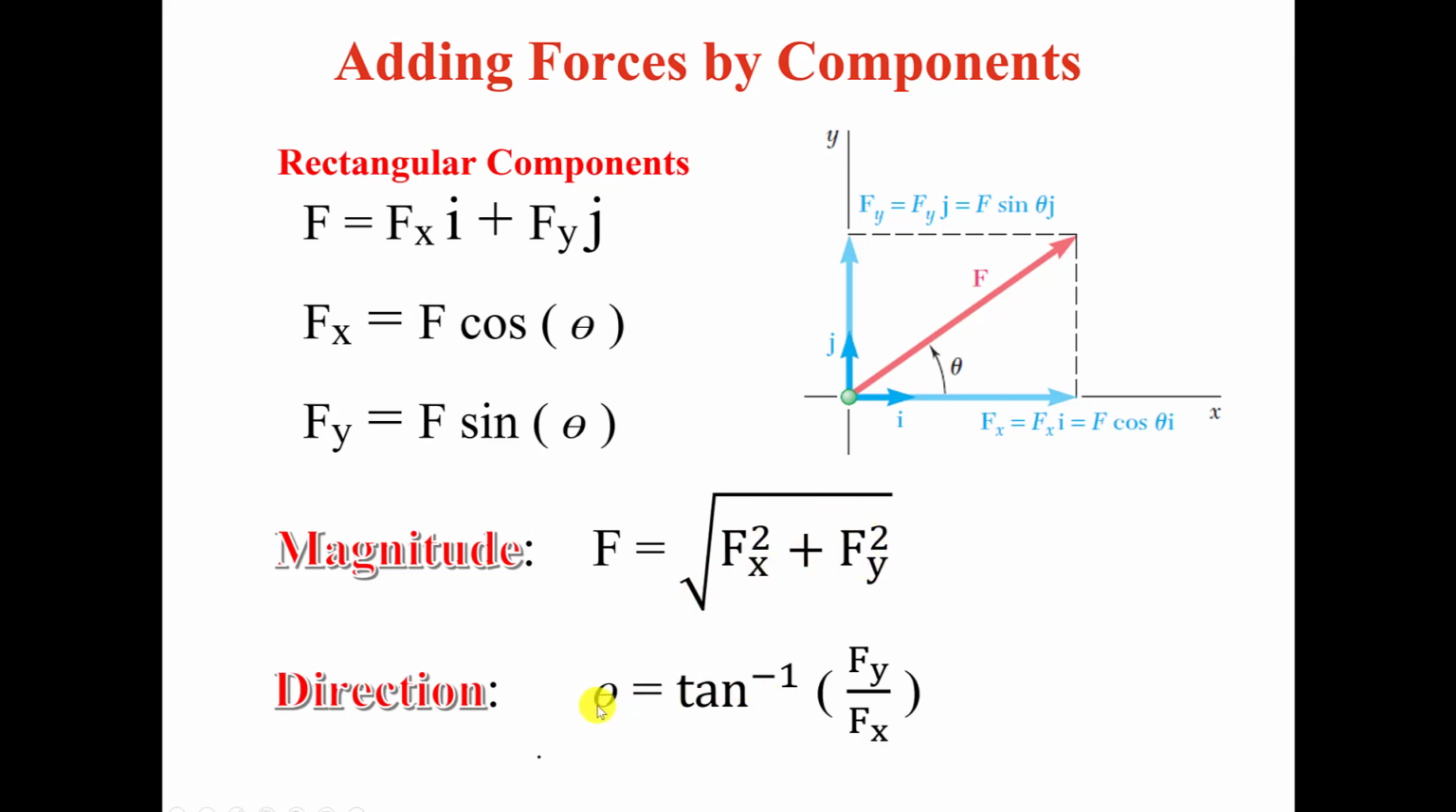And the direction angle theta with the horizontal axis, the x-axis, is always equal to what? Tan minus 1 of Fy divided by Fx. No matter whether Fy is negative or positive, or Fx is negative or positive, you have to put the right sign so you can get the accurate angle.